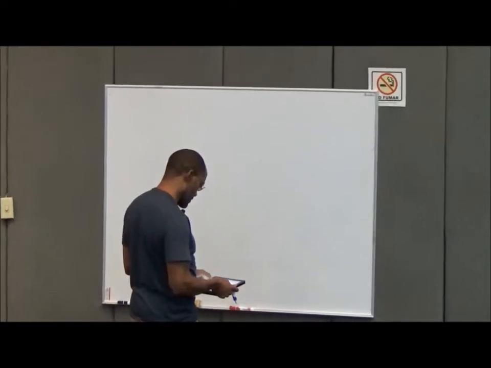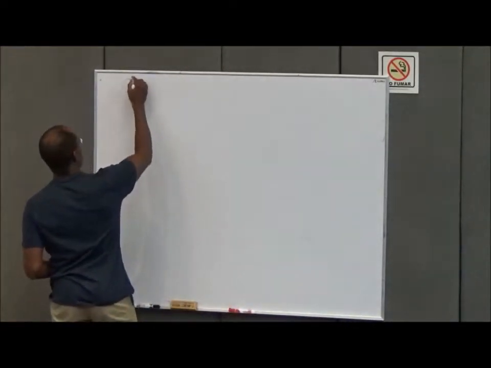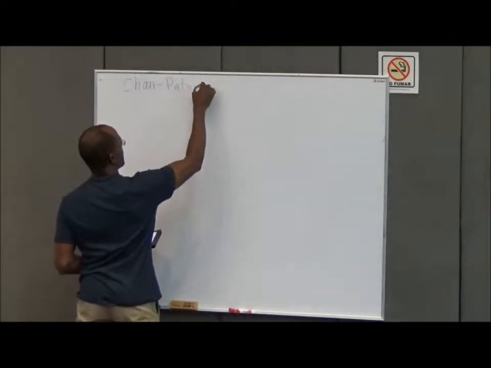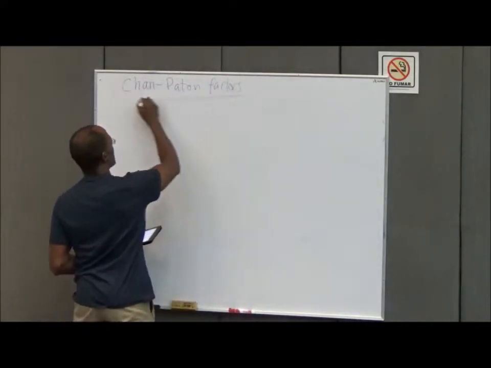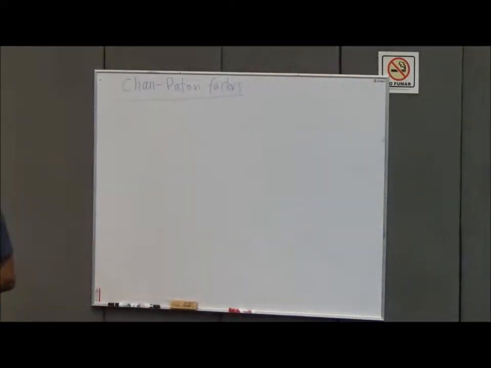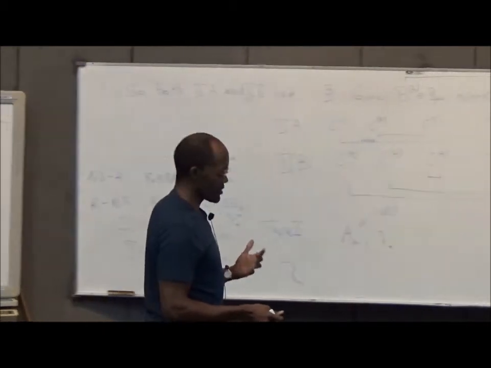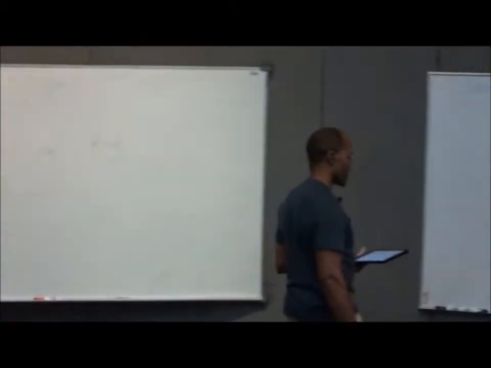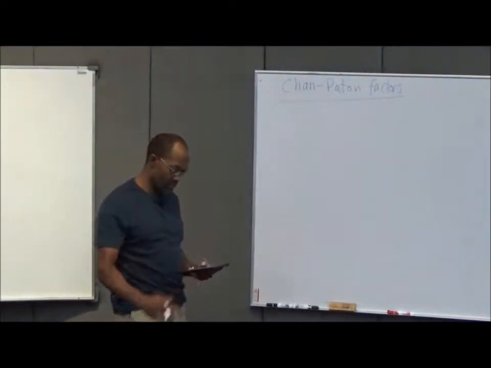So this, in the old language, would be what we call Chan-Paton vectors. And we're going to go through it fairly quickly because we're going to have a somewhat different way of thinking about it, which matches our more modern perspective, if you like. But it does all come back down to this.